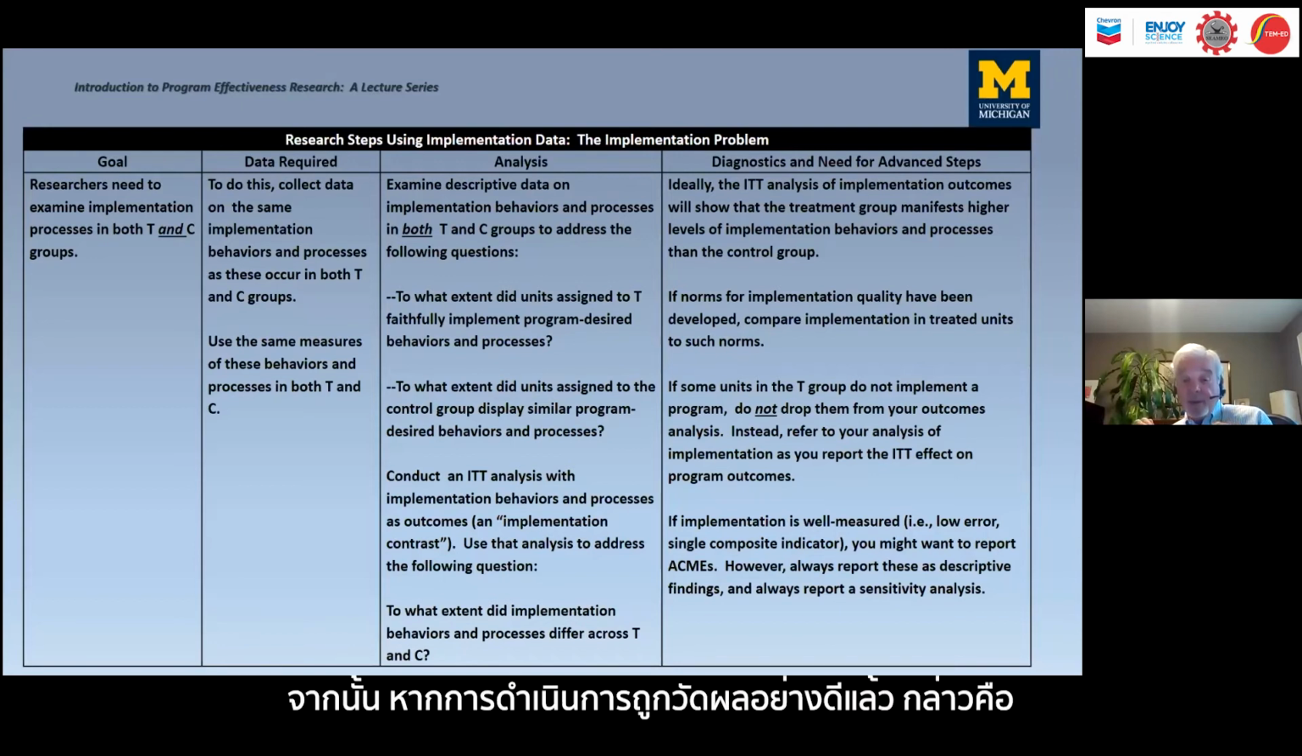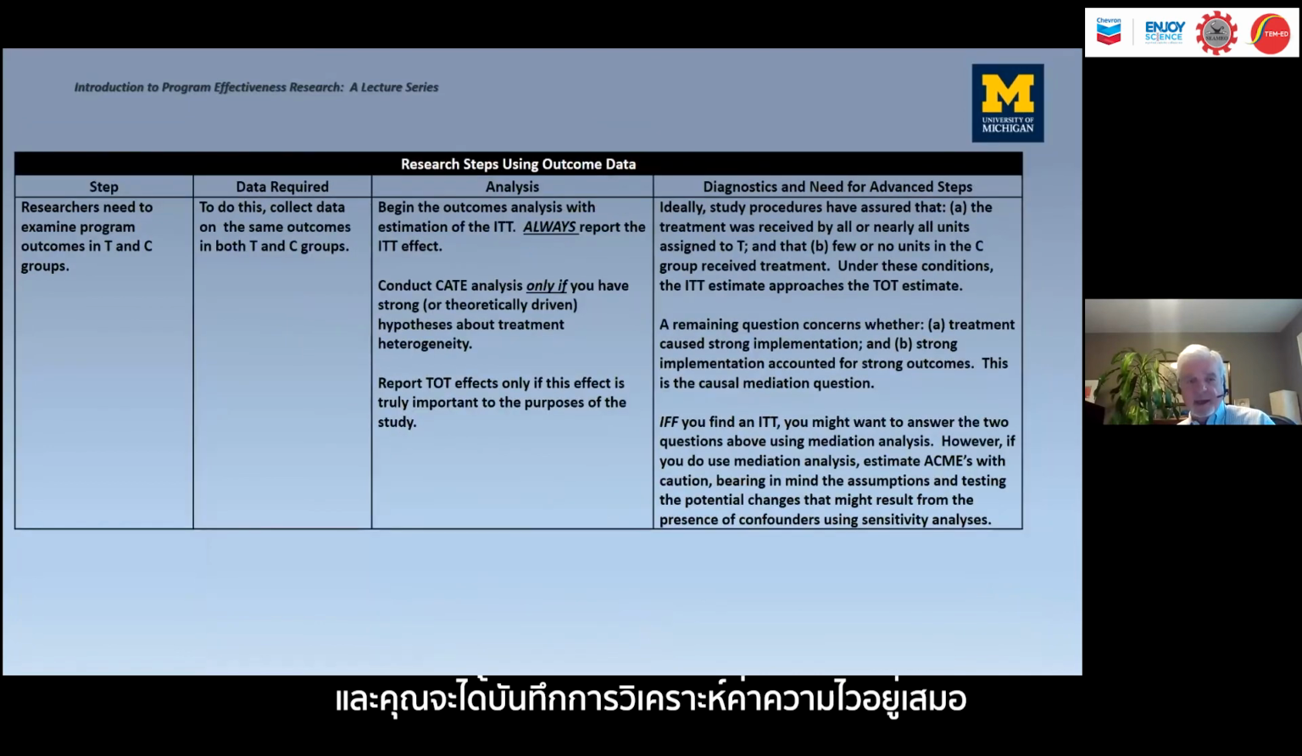Then, if implementation is well measured, that is, you have a fairly reliable estimate with low error, and you have a single composite indicator, you might want to try one of these ACME analyses. But again, recall they're assumption laden, and a specification error is probably present in this. And so whenever you report it, report it as a descriptive analysis, and you always report a sensitivity analysis.